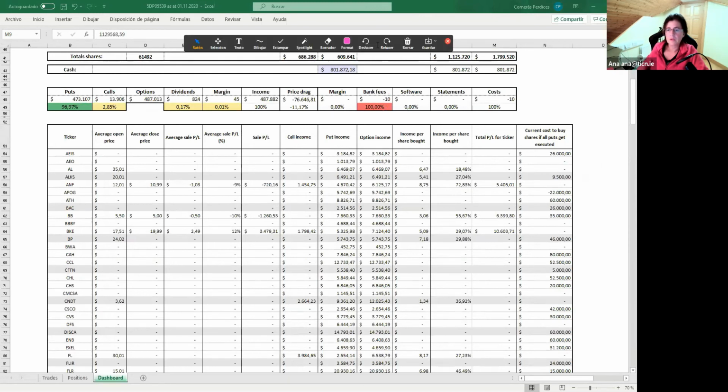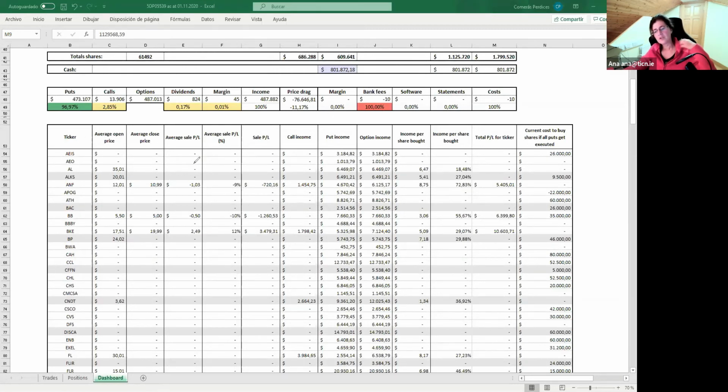The next one is a breakdown of how much we have been getting per company. So first thing that we have here is the ticker. Look, there are loads of tickers here and you're not even seeing them all. Let me show them to you.